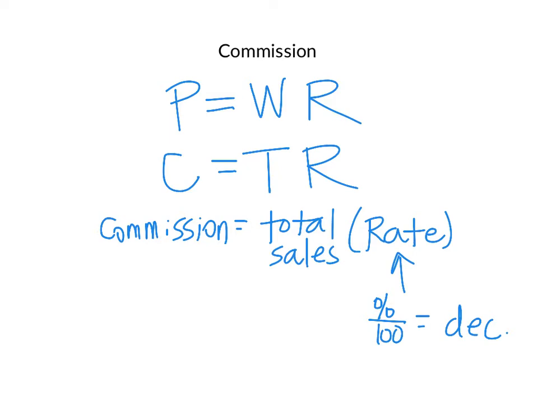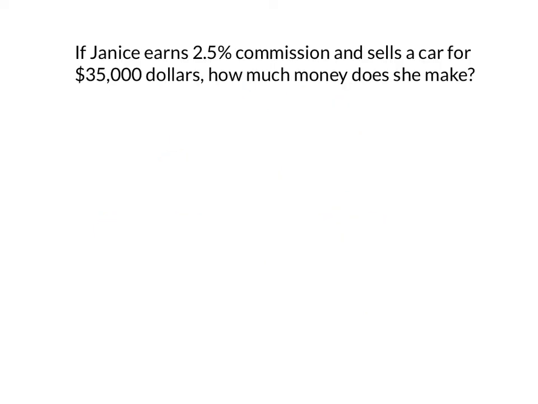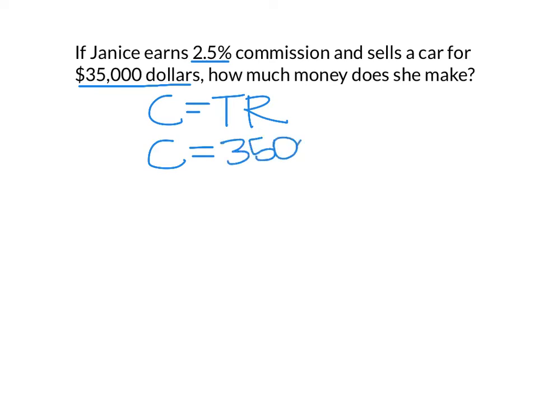Alright, let's do one. If Janice earns 2.5% commission and sells a car for $35,000, how much money does she make? Well, I see the commission rate and I see the total sales, so I'm looking for the part, or the commission. So C equals TR. I don't know the C, so I leave it a variable. The total sales is $35,000.